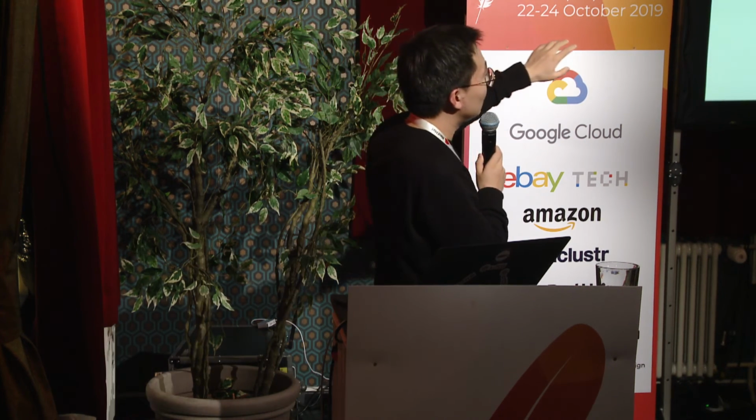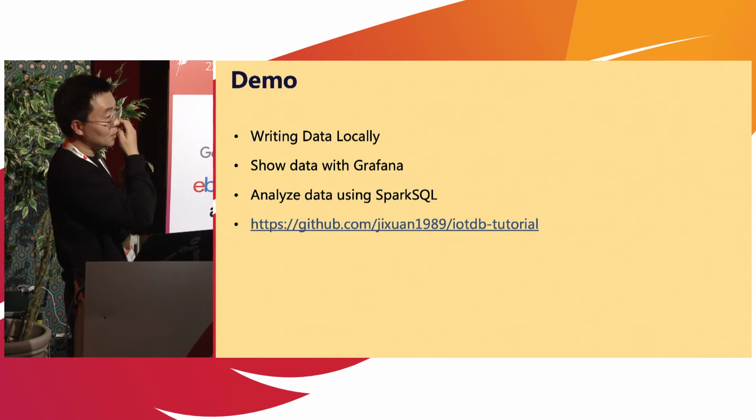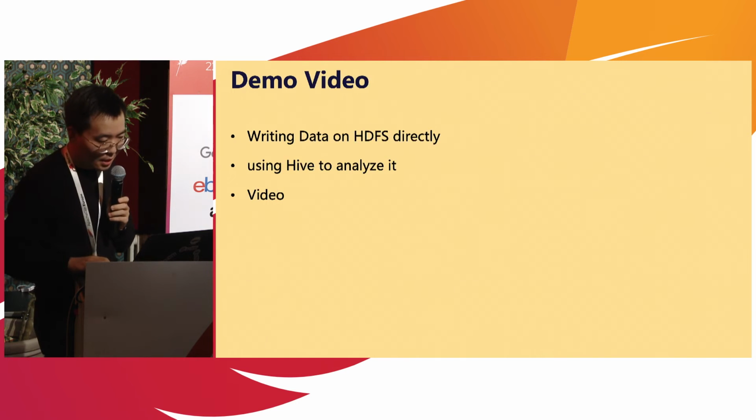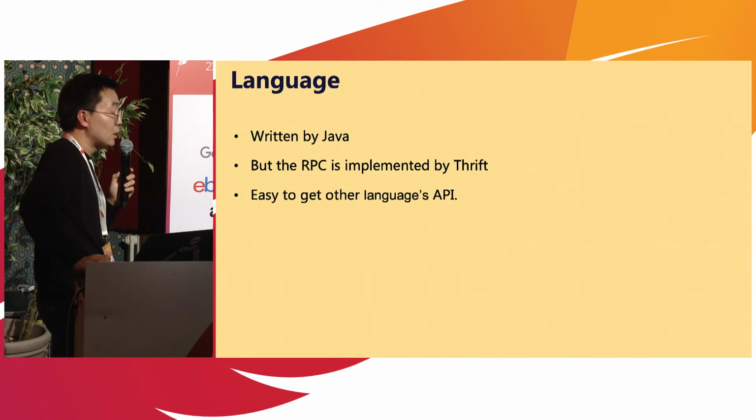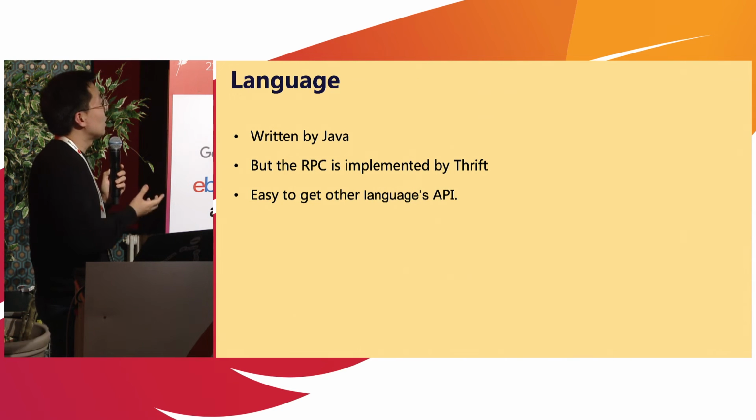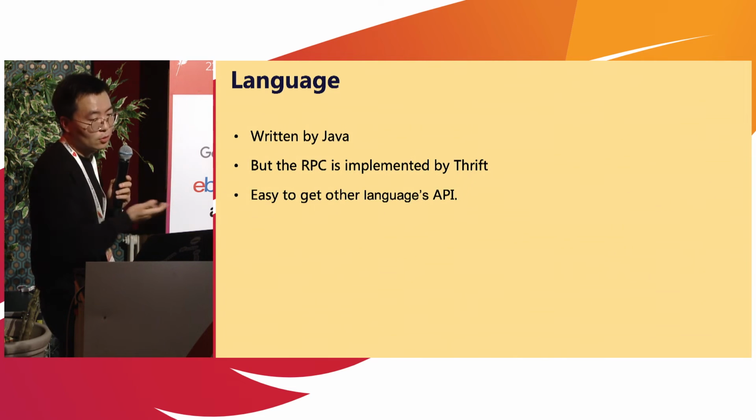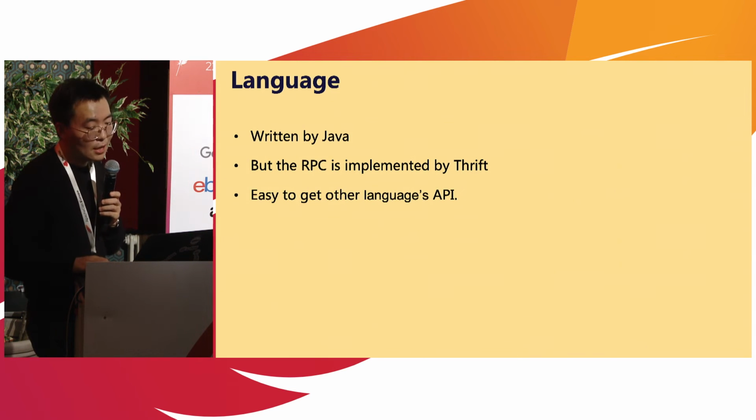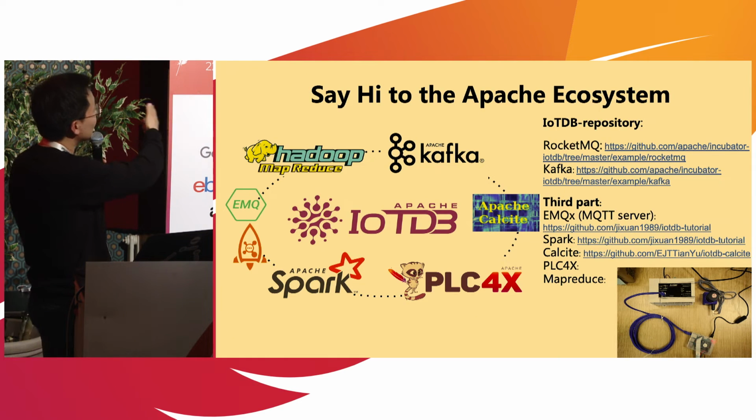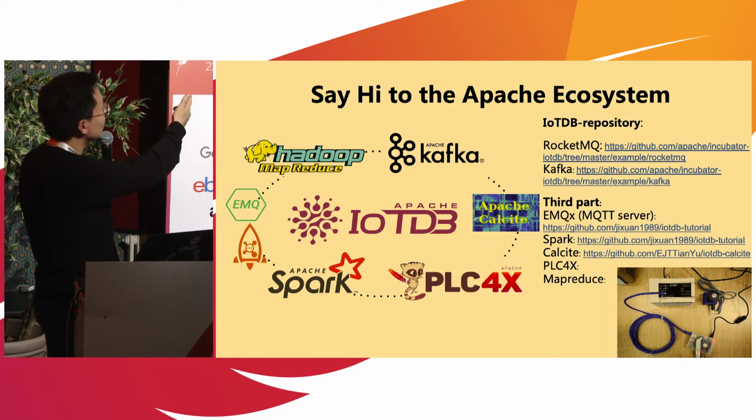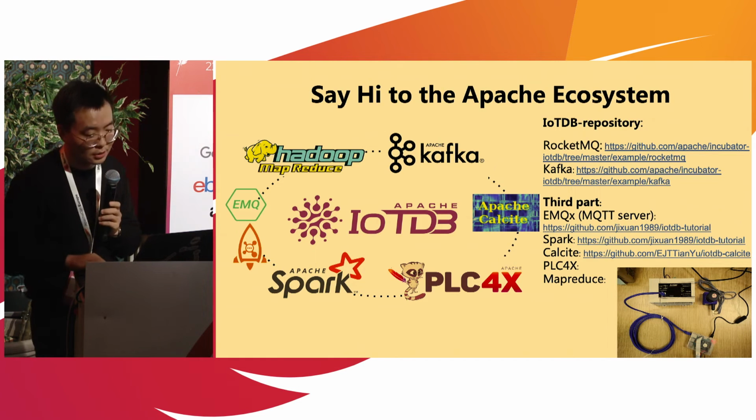Wait one moment. This is okay. And if you want to know more about this demo, you can get the source code from here. And currently, we just provide a Java API, but because the RPC model is implemented by Thrift, maybe you can get other language APIs. And we have integrated IoTDB with Kafka, with RocketMQ, with MQ, and we want to implement it with CarbonData and PLC4X.